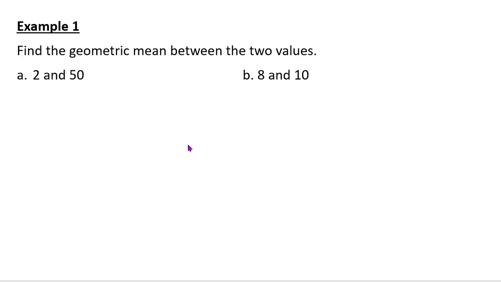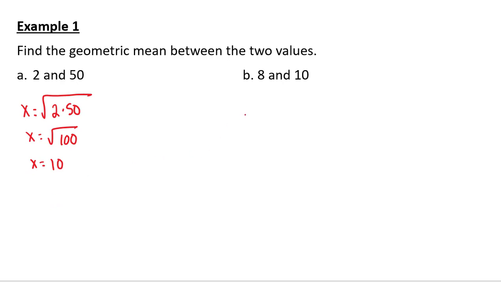Okay, find the geometric mean between these two values. So for a, you have x equals the square root of 2 times 50. So x equals the square root of 100, and we simplify that 100 to be 10.